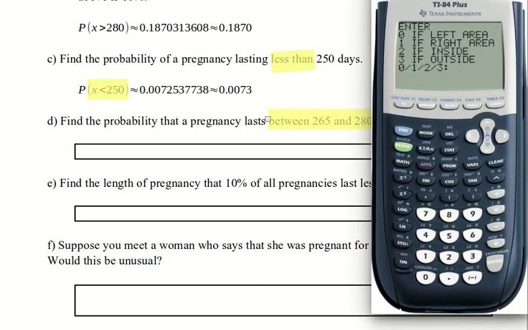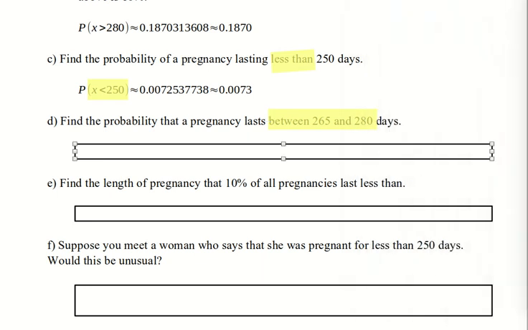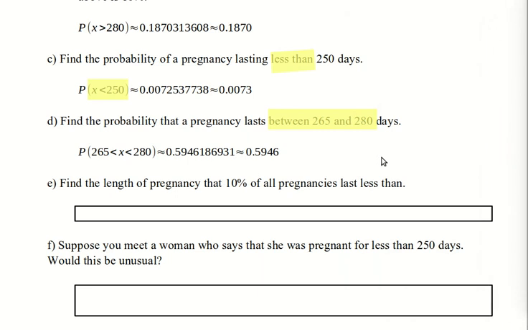So we look at our options, and it looks like we've got an inside. So it looks like 2 will give us the area inside. The low value is 265. The high value is 280. And it tells us that the probability is about 59.46%, almost 60% of pregnancies last between 265 and 280 days.